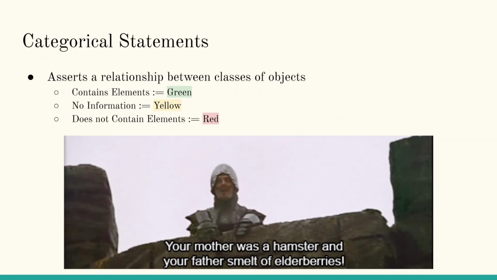We use categorical statements, written with logical quantifiers and symbolic representations, to describe relationships between classes, sets of objects which share common characteristics. Venn diagrams are used to illustrate these relations. The color green shows the set is non-empty. The color red shows the set is empty, and the color yellow represents that we don't know if the set is empty or not.